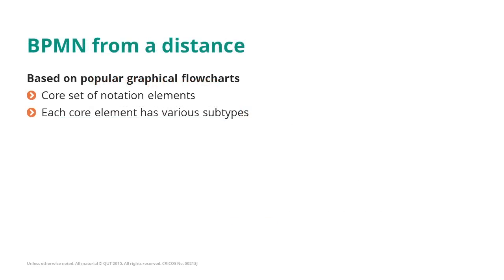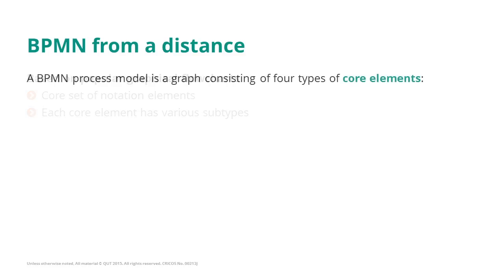BPMN may appear daunting at the beginning because its notation is very rich. It counts more than 100 notation symbols. But the way we are going to learn this language is by dividing its notation into two sets. First, in this topic, we are going to learn how to use a core set of elements to model simple scenarios. And in the next topic, we are going to see a number of types of each of these elements in the core set in order to be able to model more advanced, more complex scenarios. But let's start with the core elements.